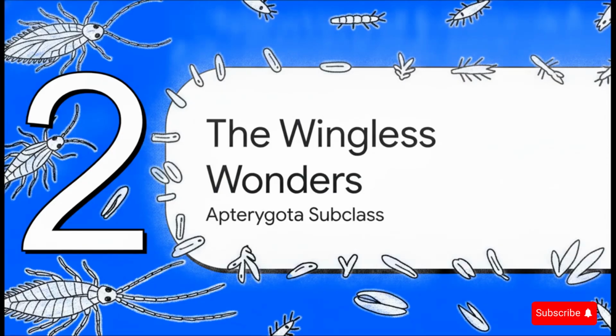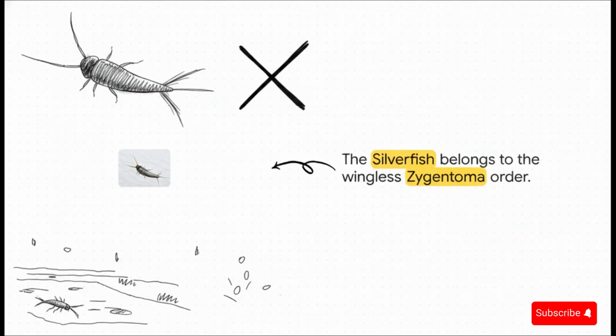Section 2. The wingless wonders. Let's transition to the very base of the evolutionary tree and look at a subclass known as Apterygota, the primitive insects that never even evolved wings. And this brilliantly illustrates our point. Meet the silverfish from the order Zygentoma. You've probably seen these guys darting around a damp basement at some point.